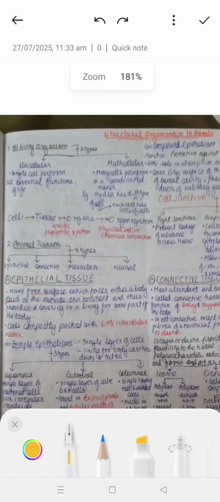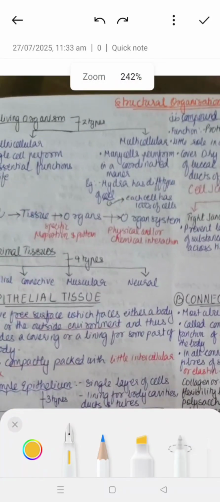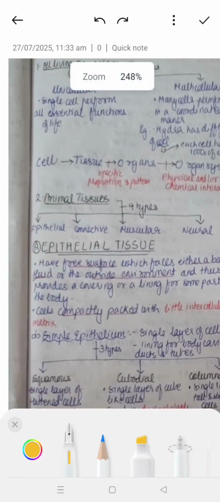Now cells form tissue, which forms organ and organ system. Cells form tissue, which in a specific proportion and pattern forms the organ, and organs with physical or chemical interaction form the organ system. Animal tissue is majorly of four types: the epithelial tissue, connective tissue, muscular tissue, and neural tissue.